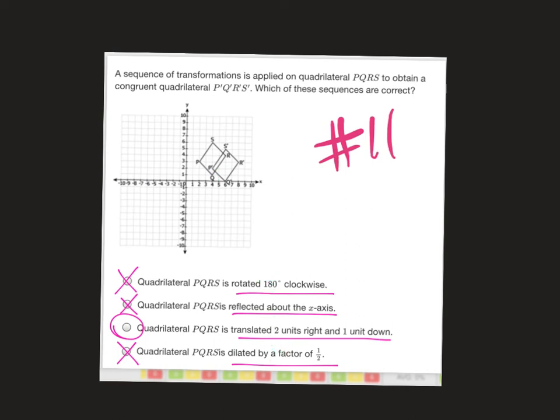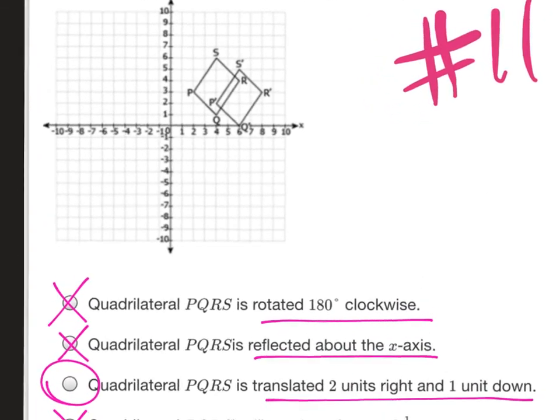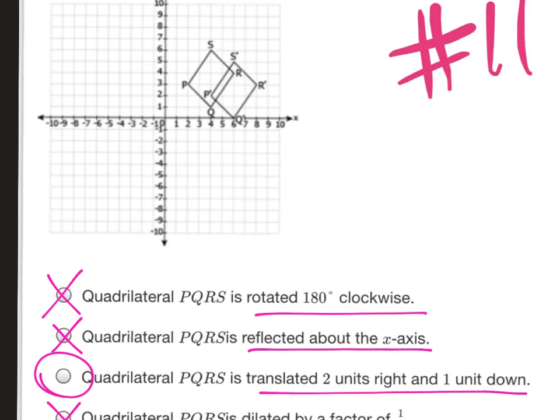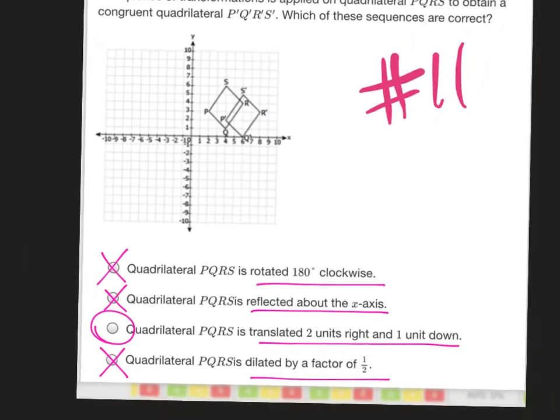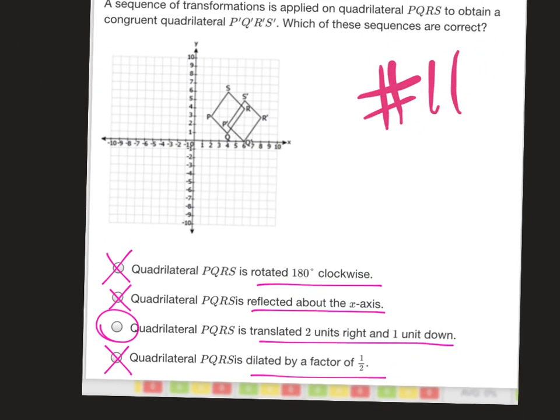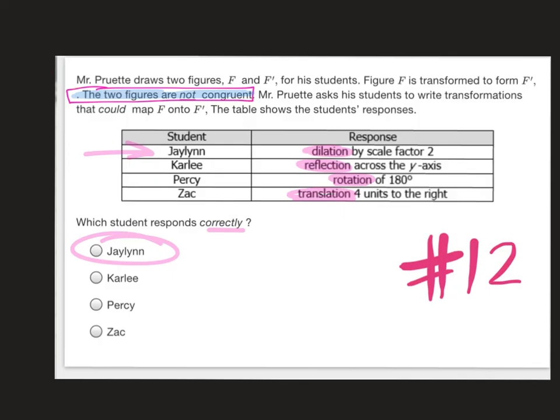Then we could zoom in on our shape if we think it's the translated one, and you can see it says 2 units right, 1 unit down. So on each point, if I start with S, I'd go 1, 2, and then down 1. R, 1, 2, down 1. Q, right 2, down 1. Same thing with P, right 2, down 1. So that tells me it's definitely just slid over and down a little bit. And that would be your translation. So that is choice C on that one.